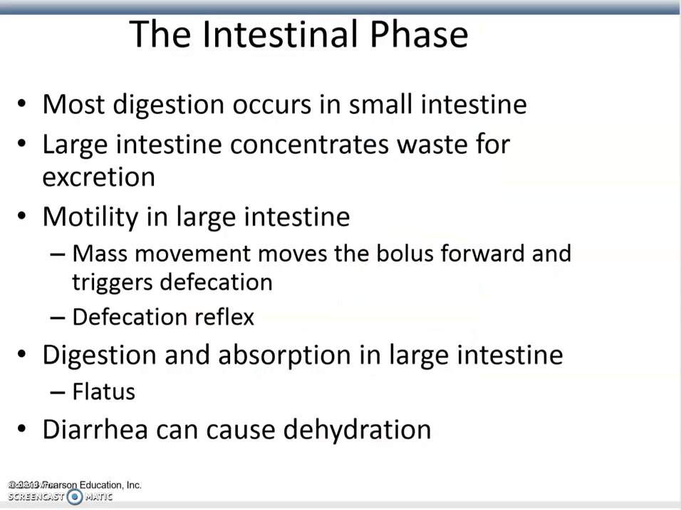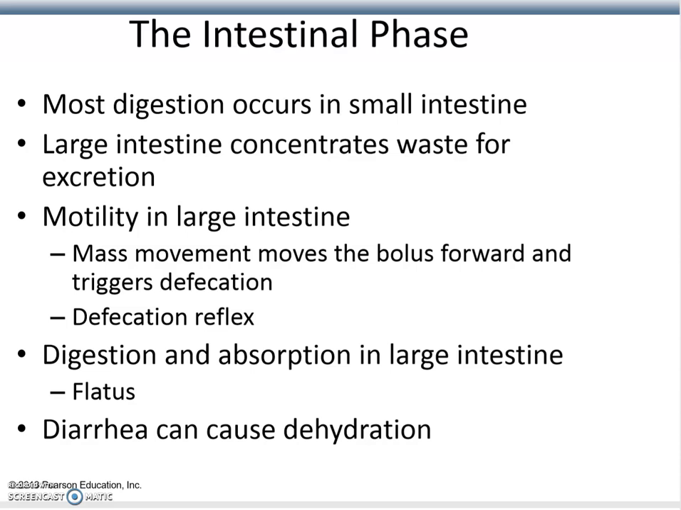For the intestinal phase, we have a few things to consider. Of course, most of the digestion occurs in the small intestine, which makes it a very important site for absorption and digestion. The large intestine only basically concentrates the fecal material. You do have some motility in the large intestine, and that would be mass movements of the bolus of food forward. And then we also have the defecation reflex.